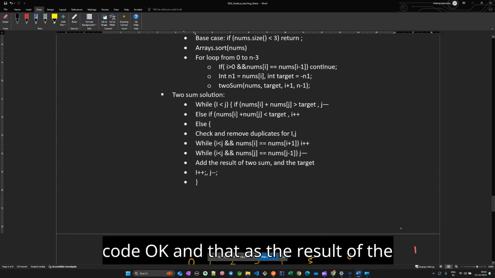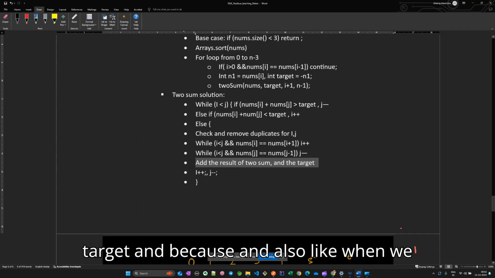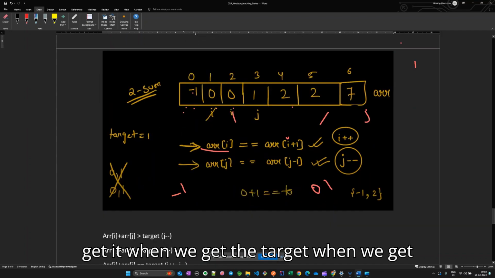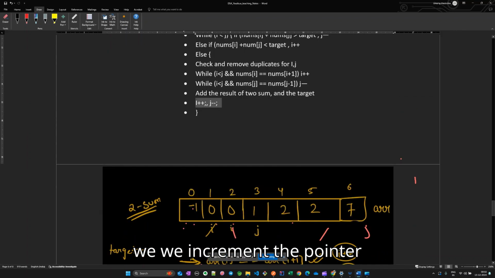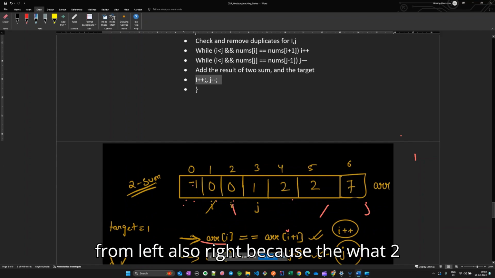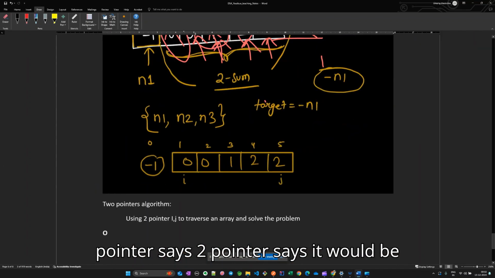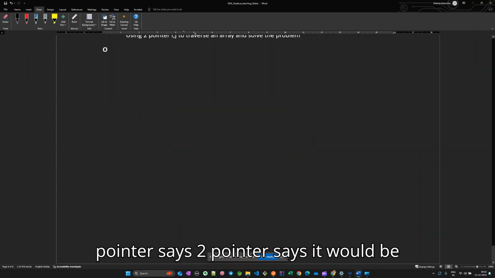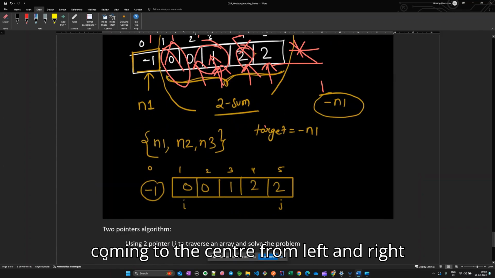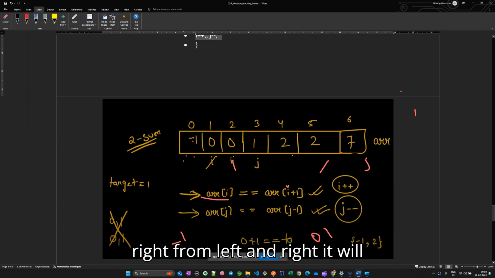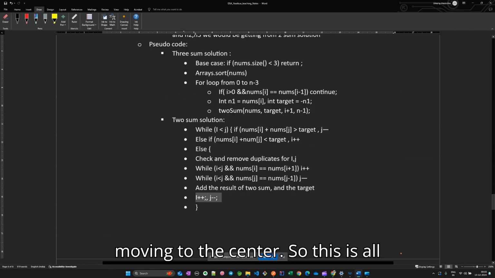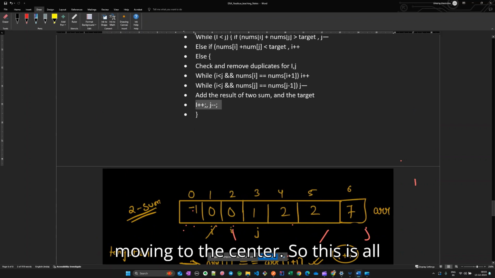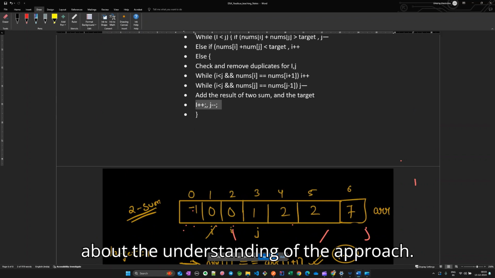Okay, and we add the result to the target. Also, when we get the first set of answer, we move the pointers from both left and right, because what two pointers says is that it comes to the center from left and right. So this is all about the understanding of the approach.